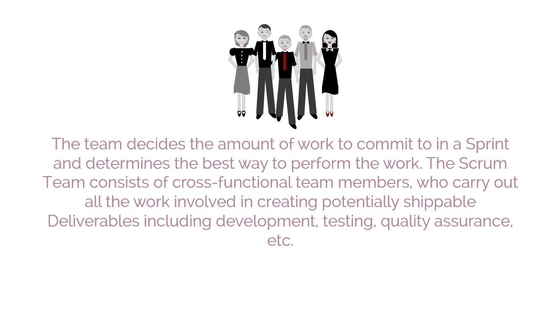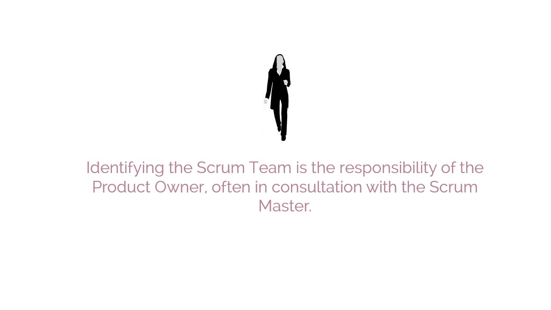The Scrum team consists of cross-functional team members who carry out all the work involved in creating potentially shippable deliverables, including development, testing, quality assurance, etc. Identifying the Scrum team is the responsibility of the product owner, often in consultation with the Scrum Master.